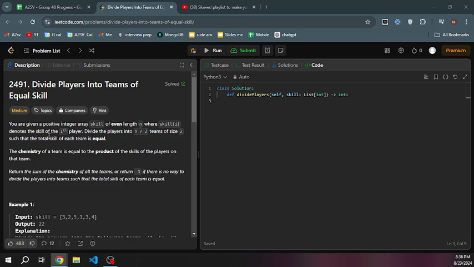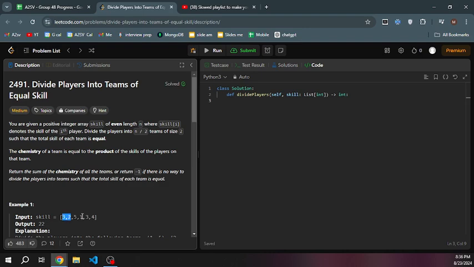You are given a positive integer array skills of even length n, where skills[i] denotes the skill of the ith player. Each number is representing the skill level. Divide the players into n over 2 teams of size 2 such that the total skill of each team is equal.